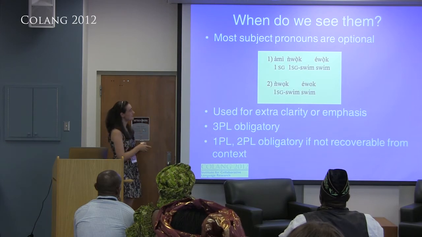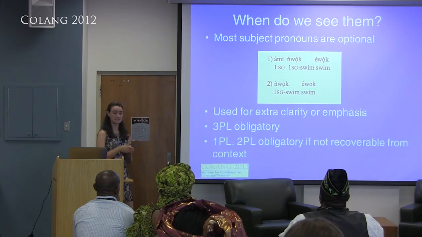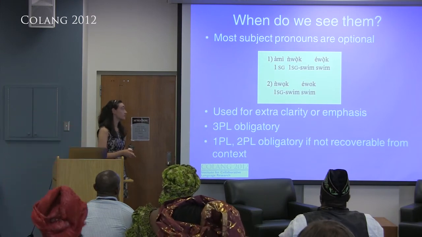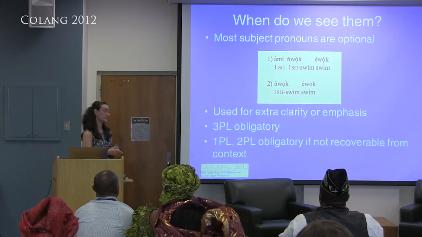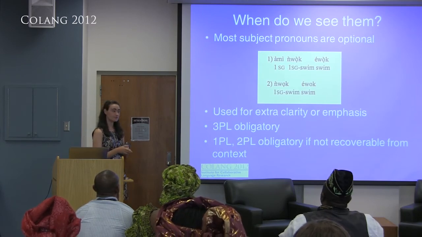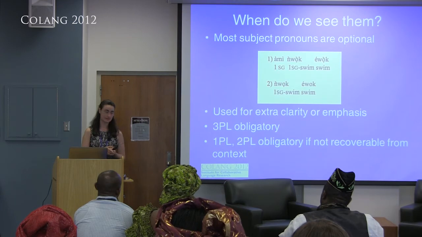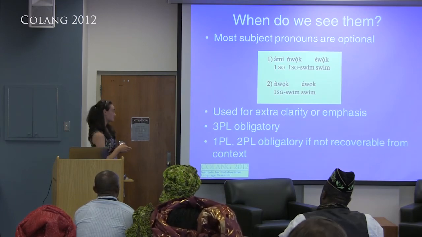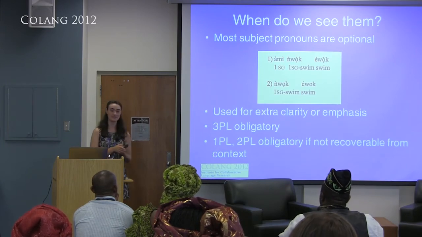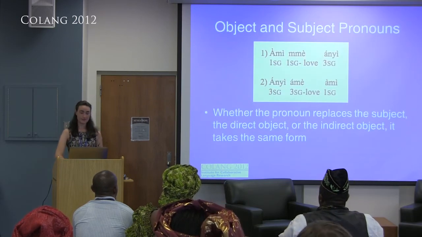In this example, in sentence one, you have the appearance of the pronoun, but in the second, it's left out, the sentence is exactly the same, and the meaning is completely recoverable. They mean the same thing. So when you do see pronouns, they're often just there for extra clarity or for emphasis. The one exception to that is the third person plural, which, although it might not be strictly obligatory, our consultants always gave when they used that person. The first person plural and the second person plural are identical. Their verbal morphology is identical, so you might be more likely to see those in a clarifying context.